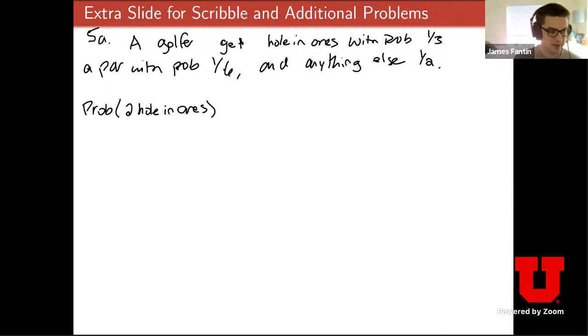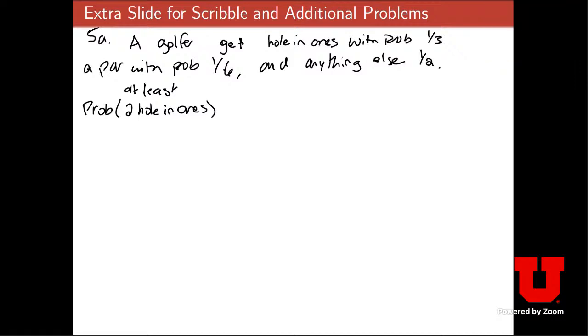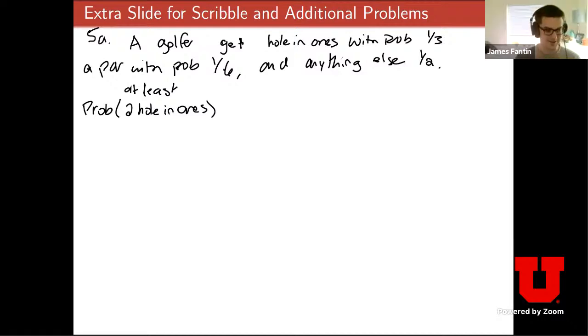So how do we find this probability that they get at least 2 hole-in-ones? What I did was wrong, so I don't know. Okay, and how about anybody else? Any ideas? What do we do in this type of problem?